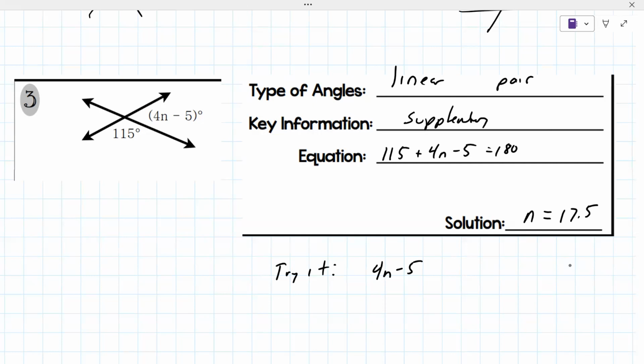I got 65. 65 degrees, and 65 plus 115 is 180. That's consistent with what we expect. All right. Any questions, thoughts on that before we move on? Yeah, that makes sense. I got that. Now there's some others that aren't as common, but we'll come back to those.